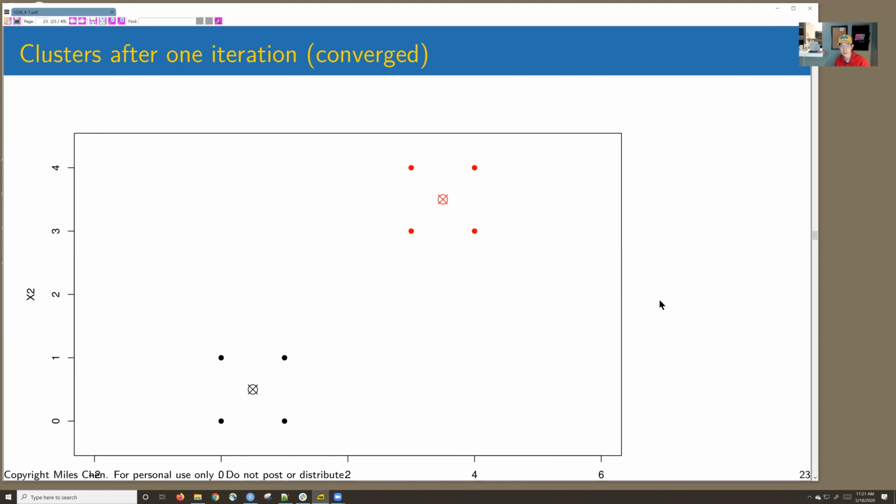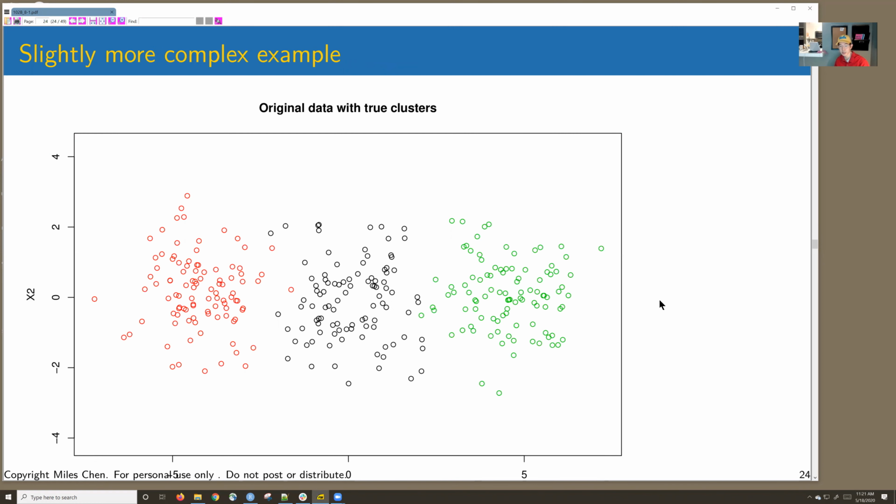All right, so let's try this with a slightly more complex example. It's still quite simple. It's only in 2 dimensions. When I generated this data, I used 3 distributions and I'm just mixing them all together. So I generated it using three clusters, and these are the data points that were generated from each of the 3 clusters.